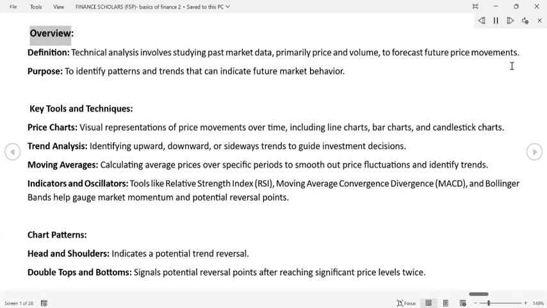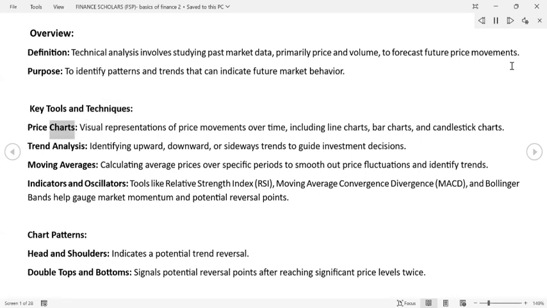Technical analysis. Overview. Definition. Technical analysis involves studying past market data, primarily price and volume, to forecast future price movements. Purpose: to identify patterns and trends that can indicate future market behavior.